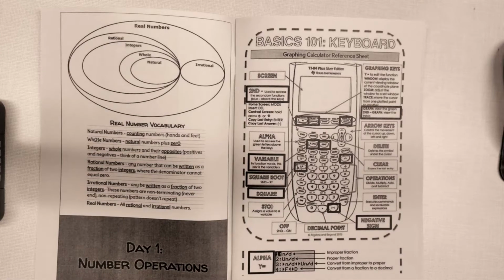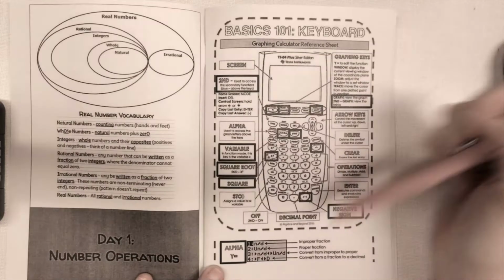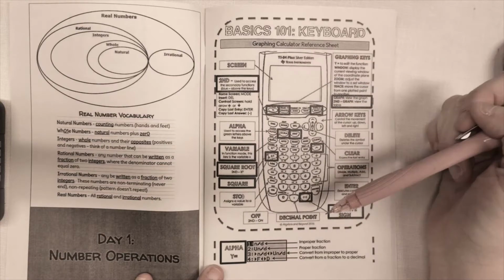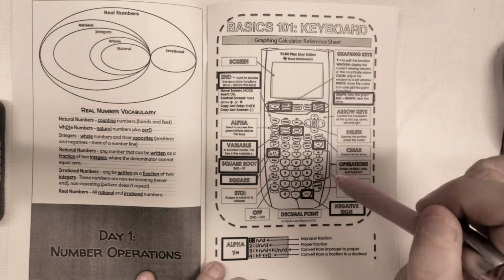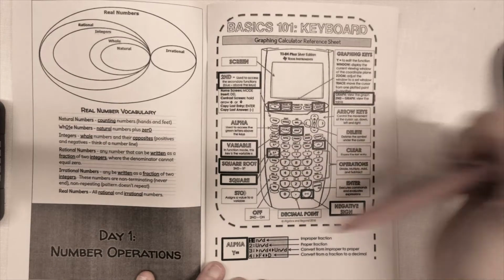This is a basic diagram of your calculator. If you get lost or confused or forget where something is, you can come back to this page because we circled and pointed out the stuff that's important. And we put boxes around the things that are the most important.